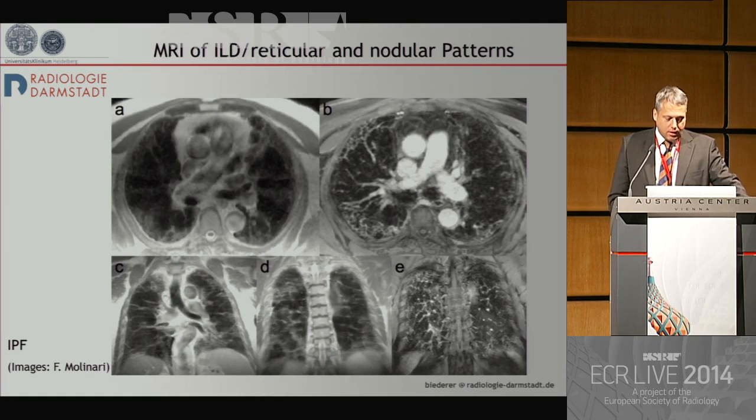And of course, you could further evaluate different diseases, for example, in this case idiopathic pulmonary fibrosis. You see all that you know from CT in a bit lower spatial resolution, but you can definitely see a lot on lung fine structures. So this is not that weak a point.